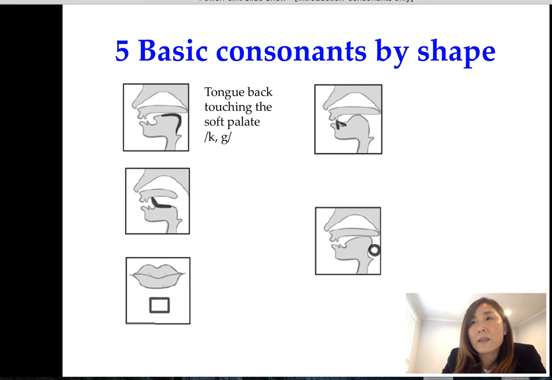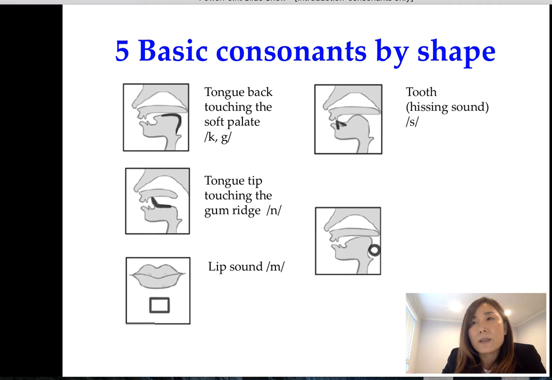K, tongue back touching the soft palate. N, tongue tip touching the gum ridge. M, lip sounds. S, tooth and hissing sound. Ng, throat sounds.